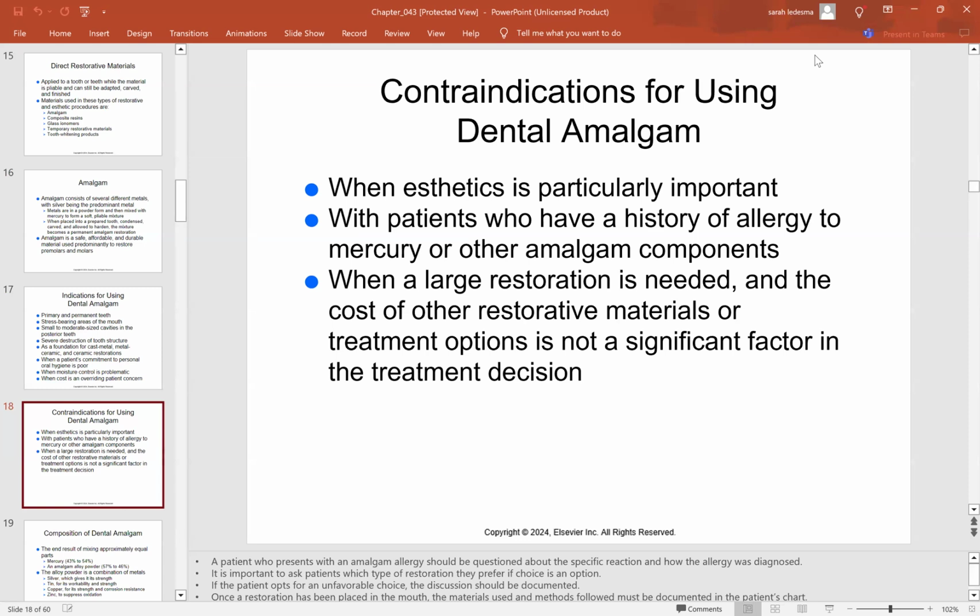Contraindications, or reasons why we wouldn't use an amalgam, is definitely aesthetics. So they're silver, they're shown as silver. So we don't want to use those in the anterior or front of the mouth. For patients who have a history or an allergy to mercury, when a large restoration is needed and the cost of other restorative materials or treatment options are not a significant factor in the treatment decision.